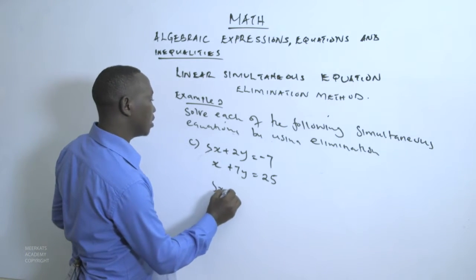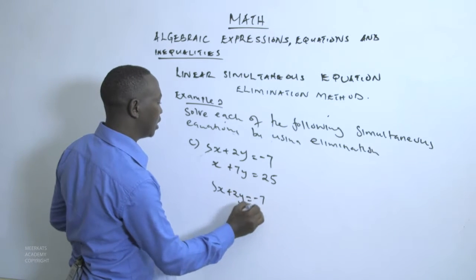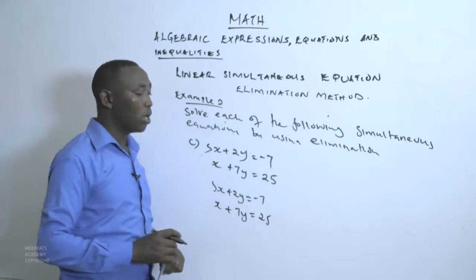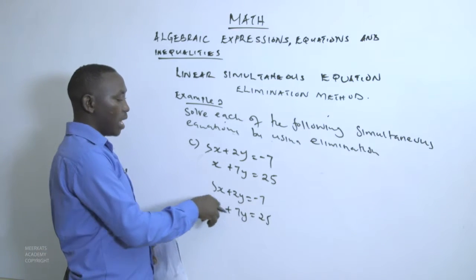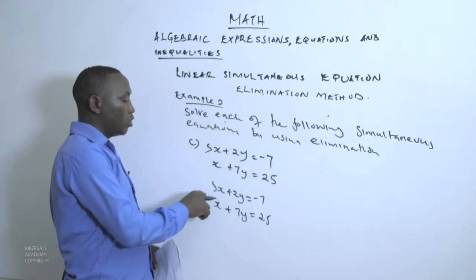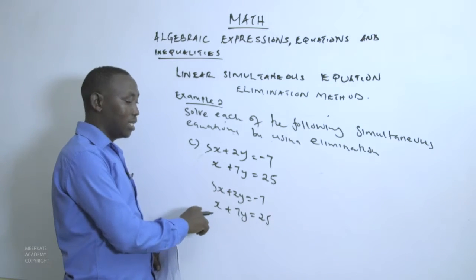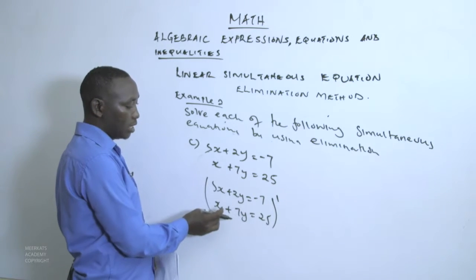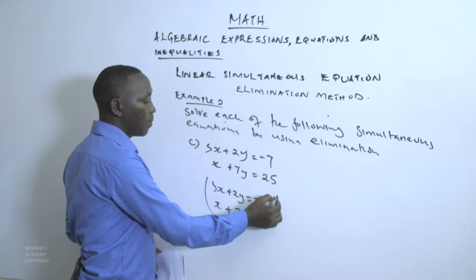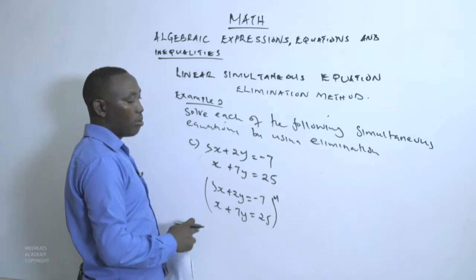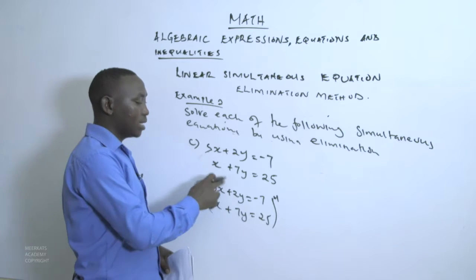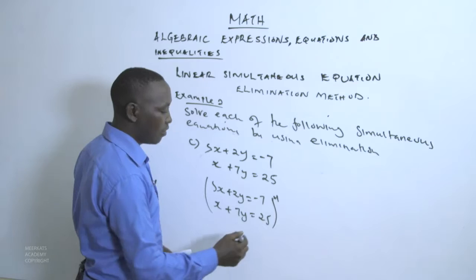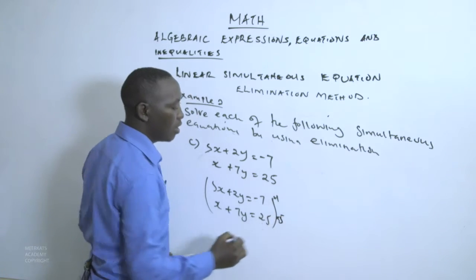We have 5x plus 2y is equals to -7, x plus 7y is equals to 25. We said for us to make the coefficient of x to be the same, we need to multiply the first equation with the coefficient of x in the second equation. Therefore, we multiply the first equation by the coefficient of x in the second equation, which is 1. Then the second equation, we multiply with the coefficient of x in the first equation. The coefficient of x in the first equation is 5. Therefore, we multiply the second equation with 5.